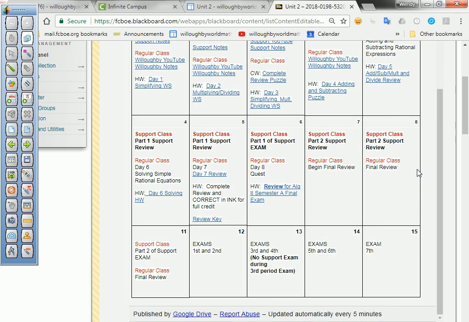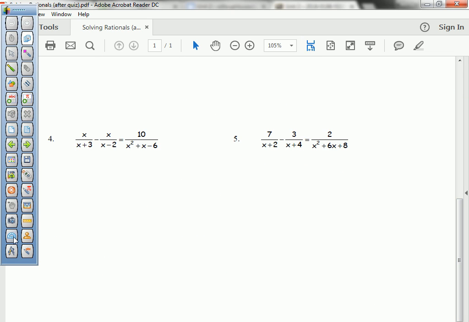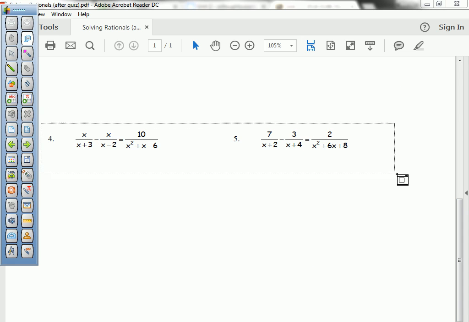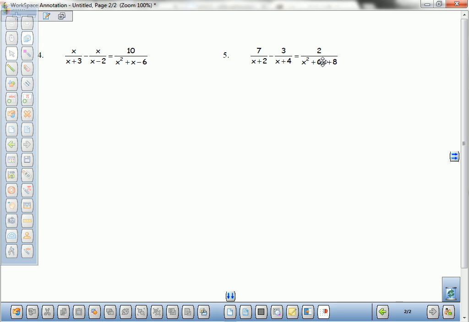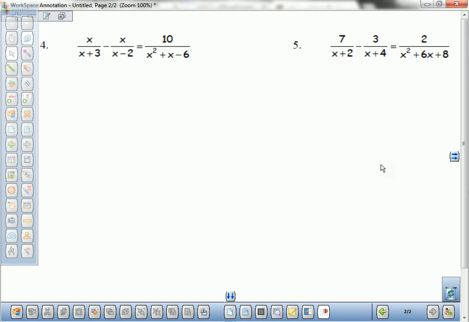All right. Let's take a look at the last two, and I'll be a little more explicit in my explanation about the excluded values. There we go.